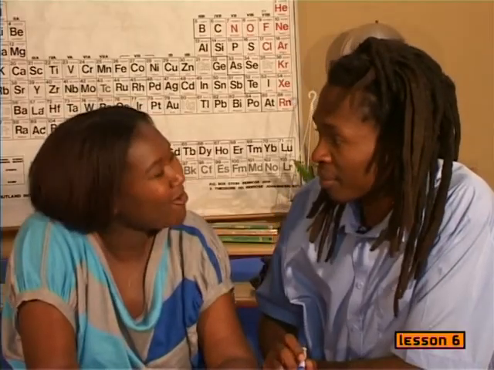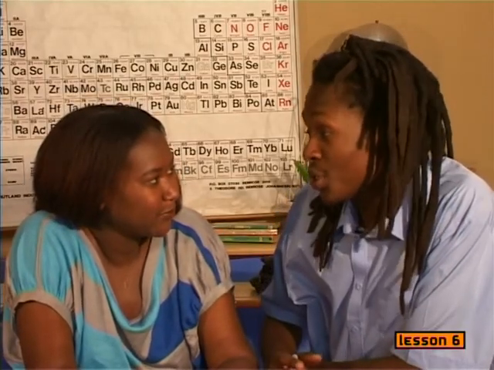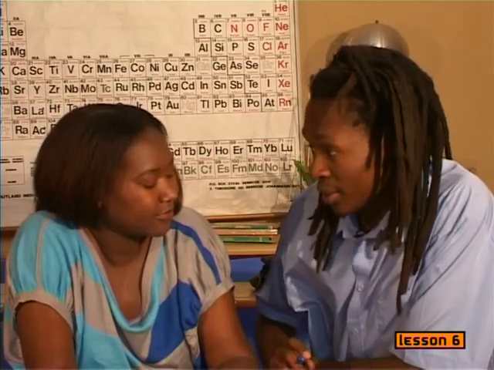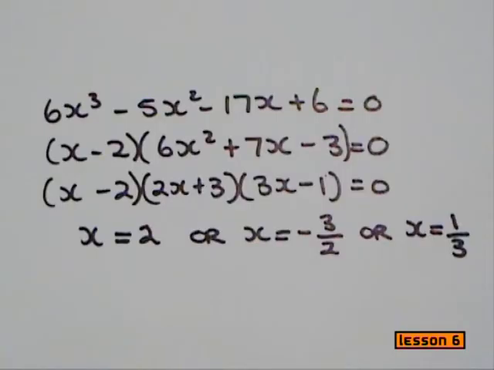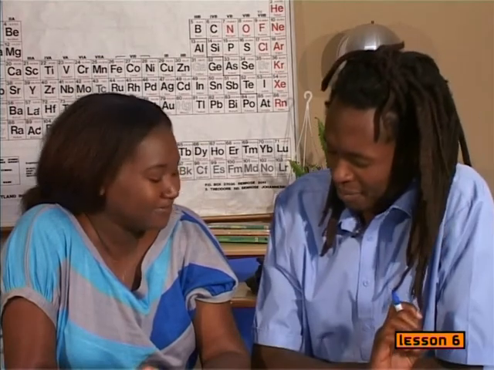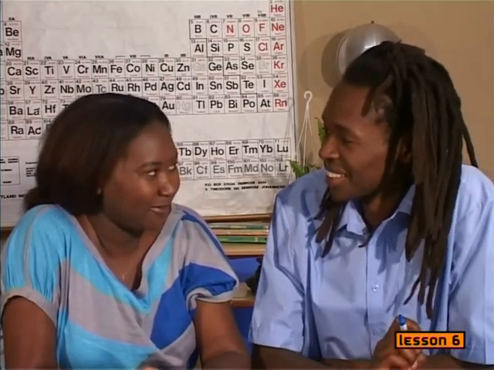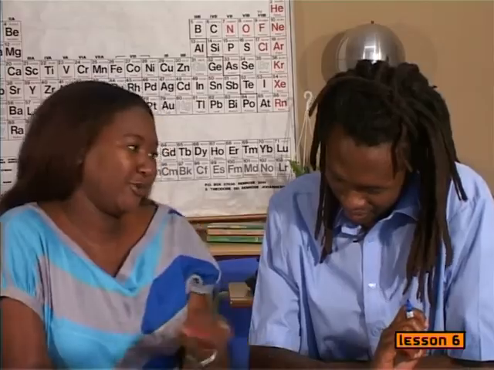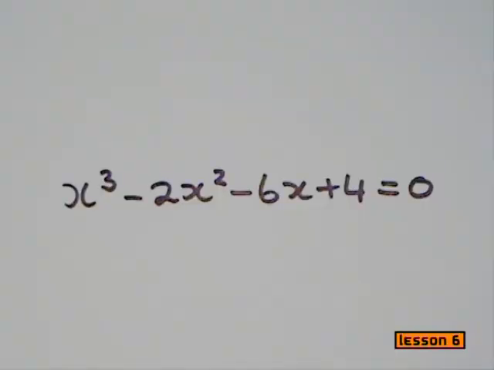Good, Deboho. What do you need to do now? All I need to do is factorize the trinomial. I let each bracket equal 0 in order to find x. Excellent, Deboho. Do you think you can manage another one? Yeah, I think I'm up for it. Okay. Give this one a go. Solve for x in this equation.